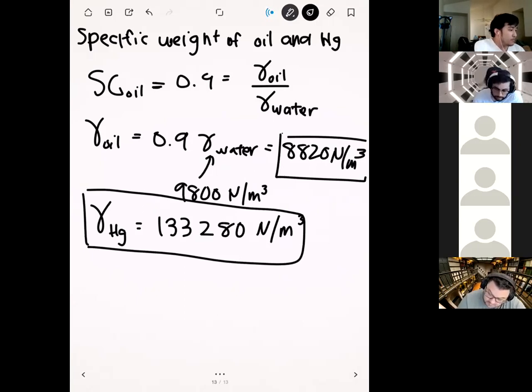Okay, so any questions on that? What we're going to do next is basically the same process that we did with the U-tube manometer. We're going to work our way around the U-tube until we get to the location that we want.